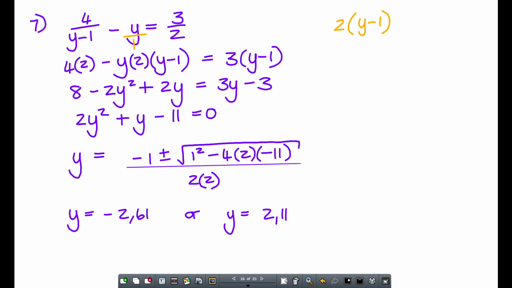Is jy seker? Okay, goed. As ek dan nou gaan maal, daai 4 maal 2 gee my die 8. Dan, kyk gou net na hierdie. Minus y maal 2 gee my minus 2y. Nou as ek dit gaan inmaal by die hakkie, minus 2y maal y gee my minus 2y kwadraat. Dan minus 2y maal minus 1 gee my positief 2y. Is julle reg? Okay, dan hier moet ek gaan inmaal 3 maal y gee my 3y. And 3 times minus 1 gives me minus 3.